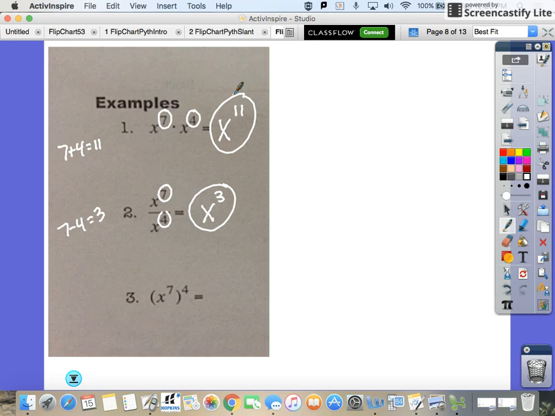And the third example here is when we have powers stacked, as I call it. If you have a power raised to another power, you're going to multiply those. So we would have x to the 28th.